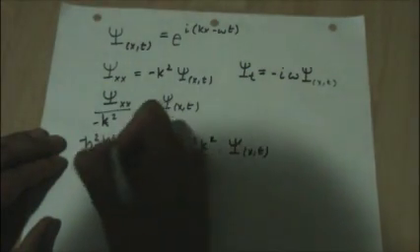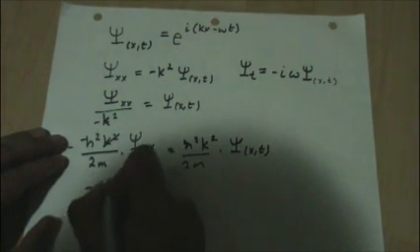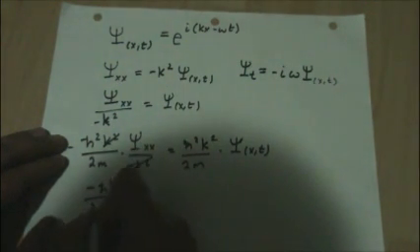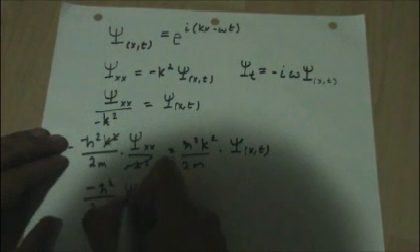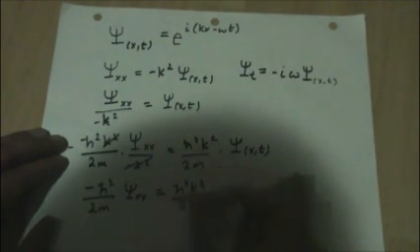Alright, and now we quickly figure out that we can cancel some stuff out. This cancels right there, this cancels right there, and that's just going to leave a negative sign right there. So we know that negative h bar squared over 2m times psi of x is equal to h bar squared k squared over 2m times psi of x comma t.